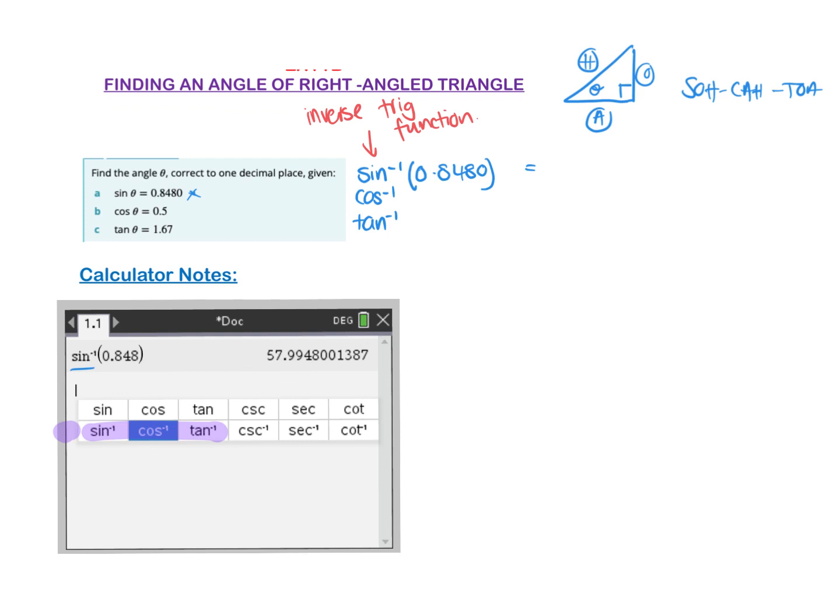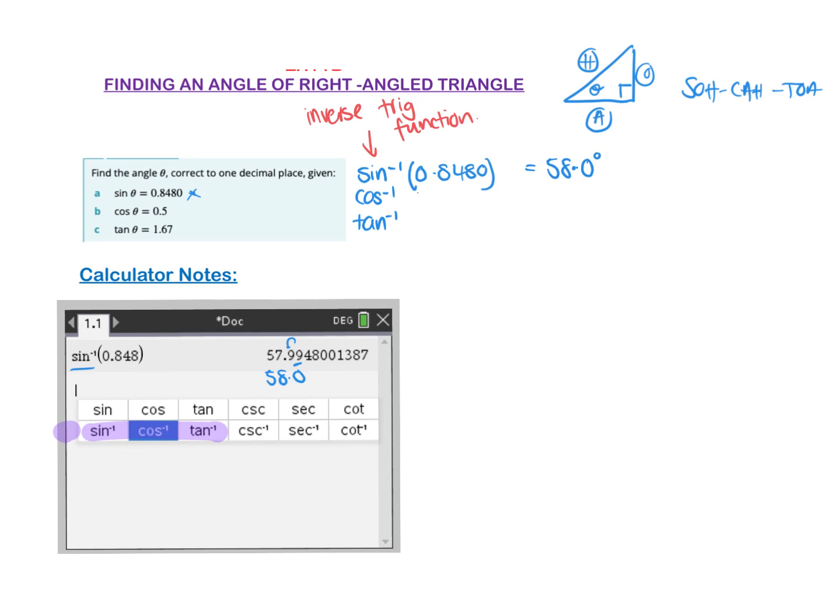Now it says to 1 decimal place, so what would 1 decimal place be? This one's going to be 58.0, yeah? Because the second decimal place is a 9, that means this one goes up, and because it's got nowhere to go, the next one has to go up. So that one ends up being 58.0. Now, we measure angles in degrees, so we put the little degree symbol there.